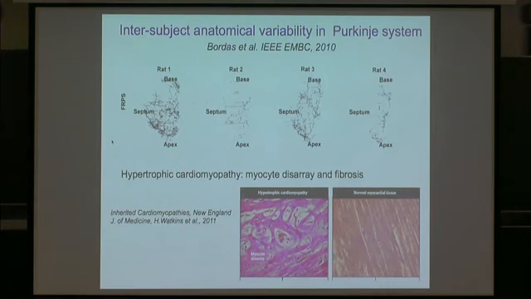And here, in terms of the spatial aspects, there's a disease called hypertrophic cardiomyopathy.